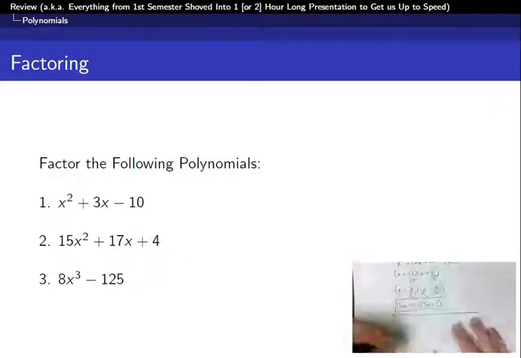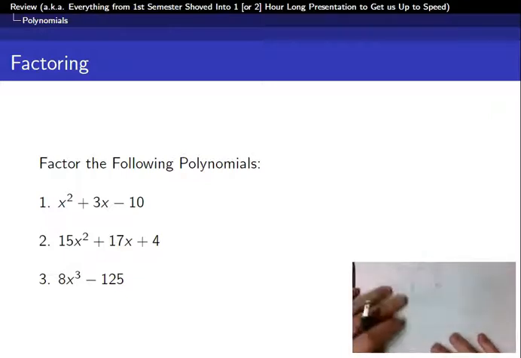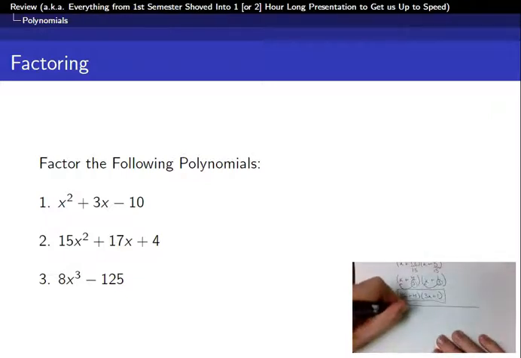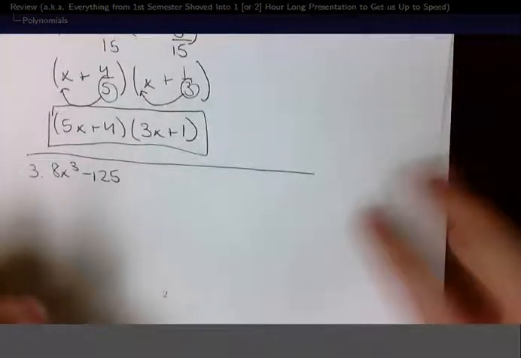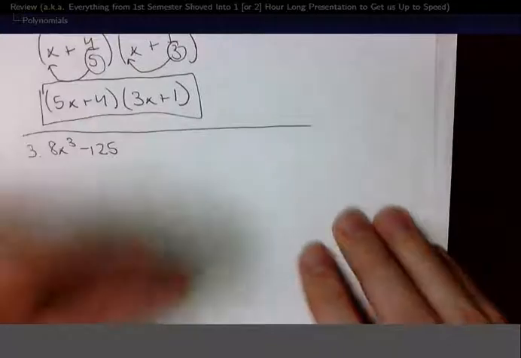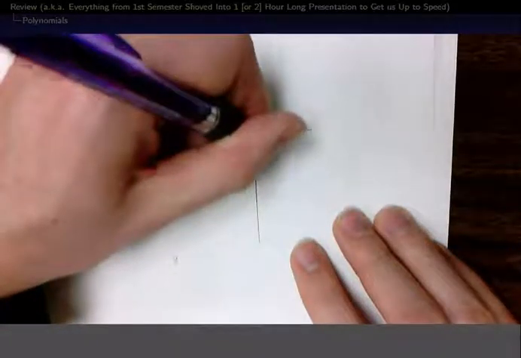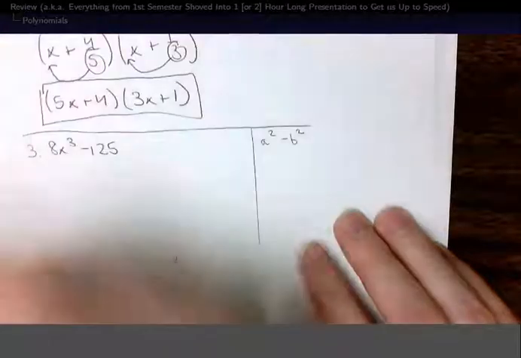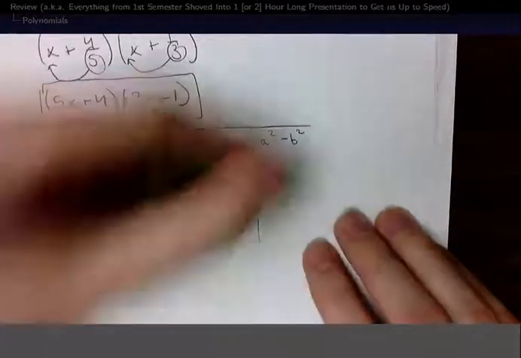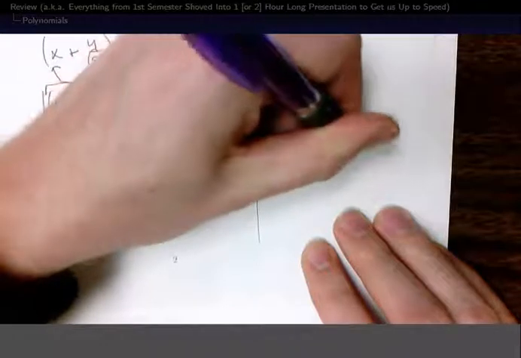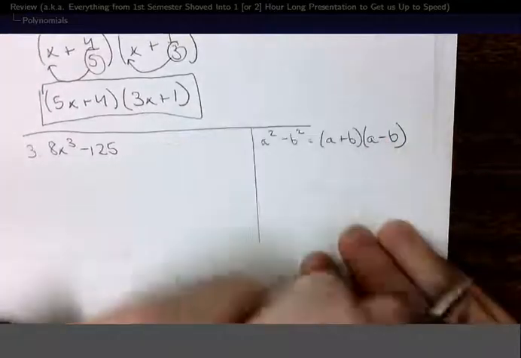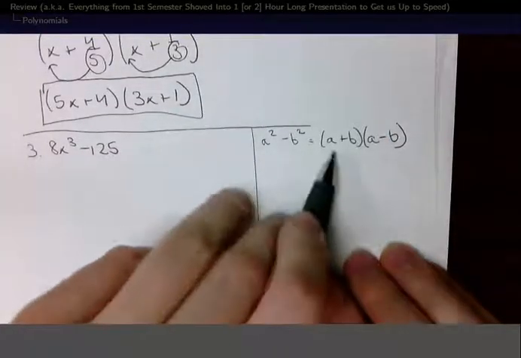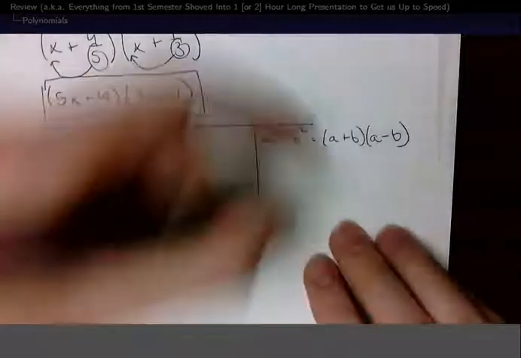And the last example here, example 3, we have 8x to the third minus 125. In factoring, there's a few formulas that you just need to have memorized. The first one is if you have a difference of squares. If I have some quantity squared minus another quantity squared, I can always factor that as my first quantity plus my second quantity, and then the same factors but minus. So if I have a squared minus b squared, I have a plus b times a minus b.